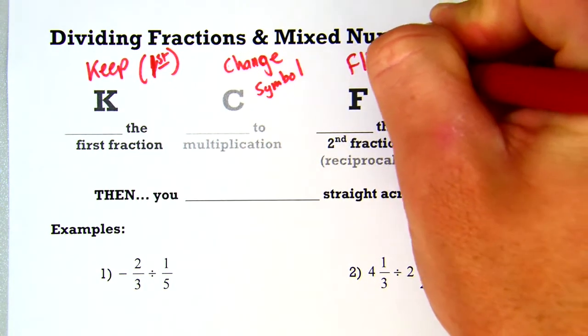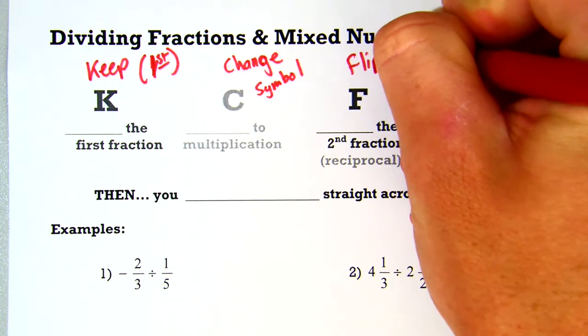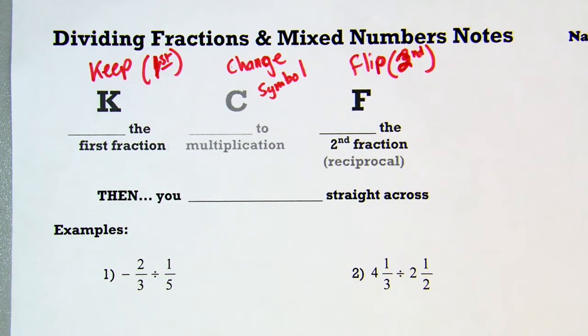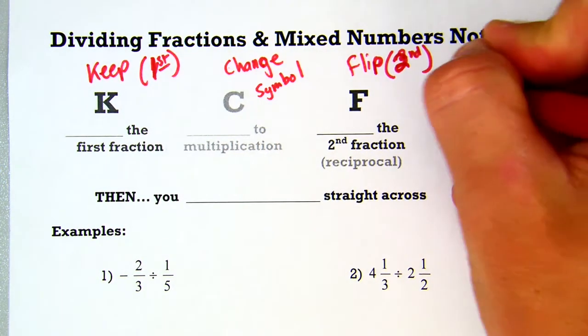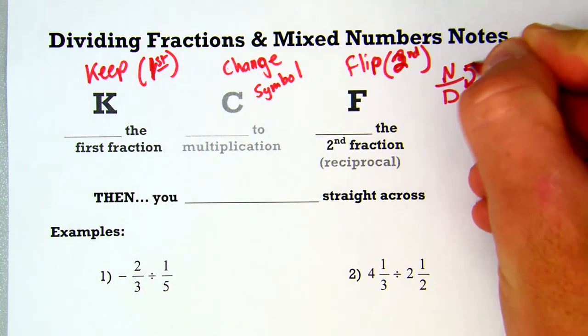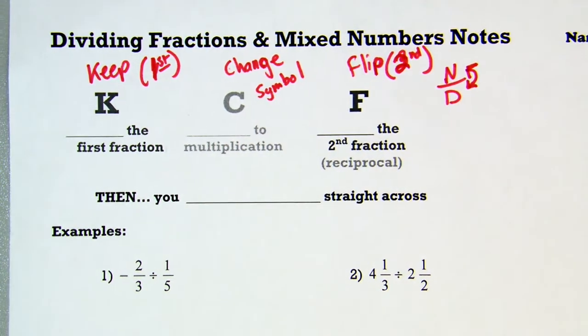So that's the second fraction. We're going to flip our second fraction, meaning that we're going to take our numerator and denominator and we're going to switch them. So I'm going to put N over here and D for denominator, put some arrows here. So we're going to just be flip-flopping them.